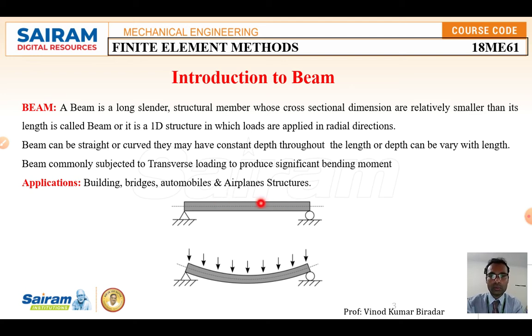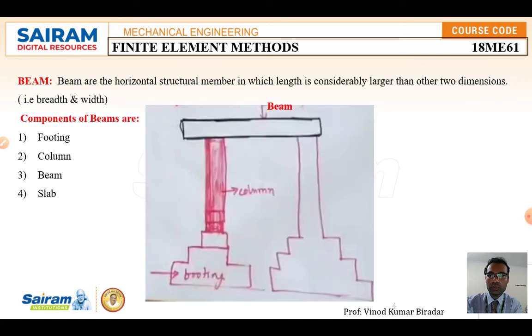A beam is nothing but a long slender structure. Such an element we are going to call a beam. The definition of a beam is: a long slender structural member whose cross-sectional dimensions are relatively smaller than its length is called a beam.